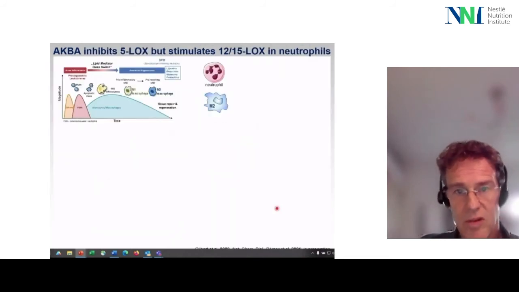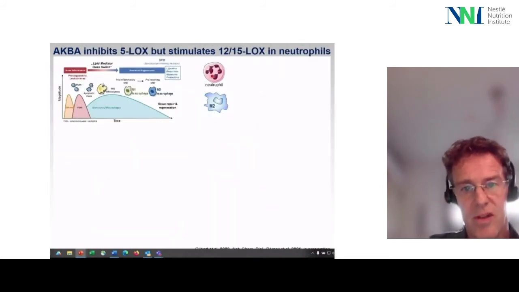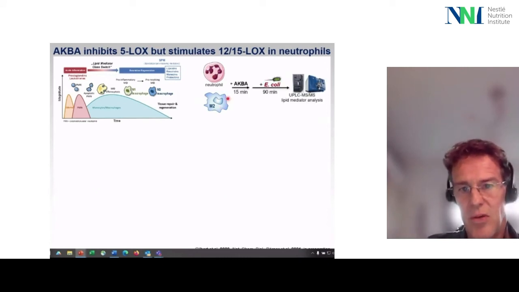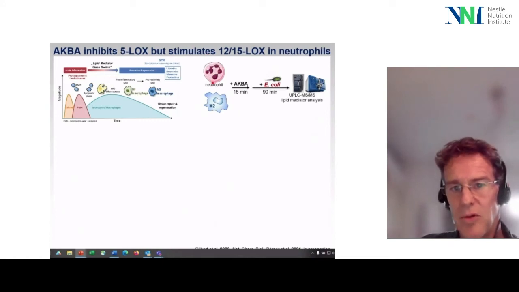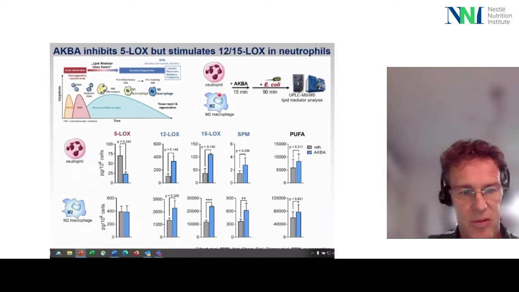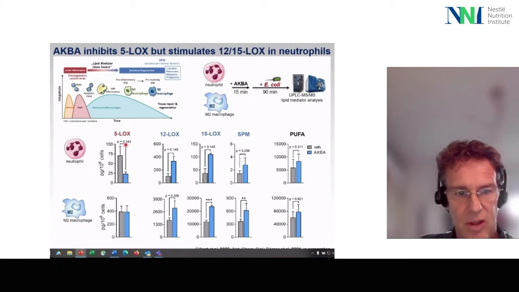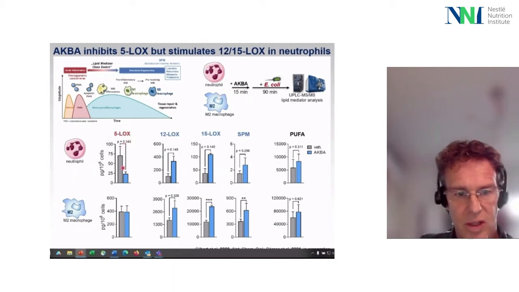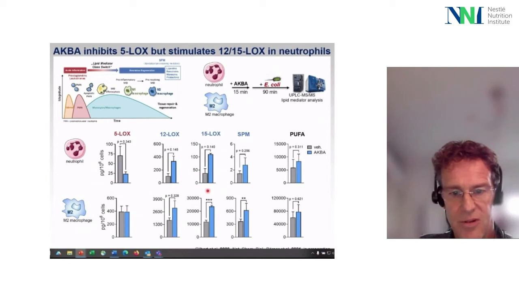From this artificial model, we then moved on to neutrophils and M2 macrophages, incubated them with AKBA, and tried to see whether also in those cells AKBA would shift from 5-LOX to the 12-15 LOX. And in fact, what we find is that in neutrophils, 5-lipoxygenase activity is strikingly downregulated, but at the same time, as well as in M2 macrophages, 12 and 15 LOX are increased, as well as SPMs.